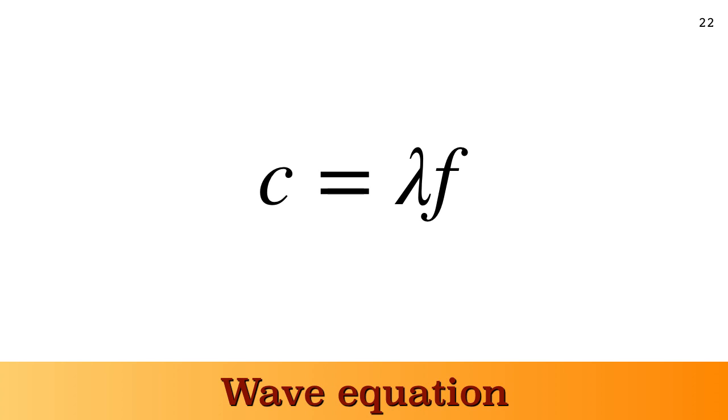C represents the speed of light. We already calculated that. Lambda is the wavelength. F is the frequency. So lambda in meters, frequency in hertz or seconds to the minus 1. And that's your equation.